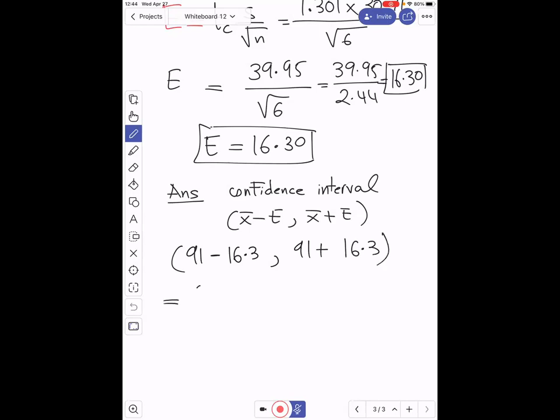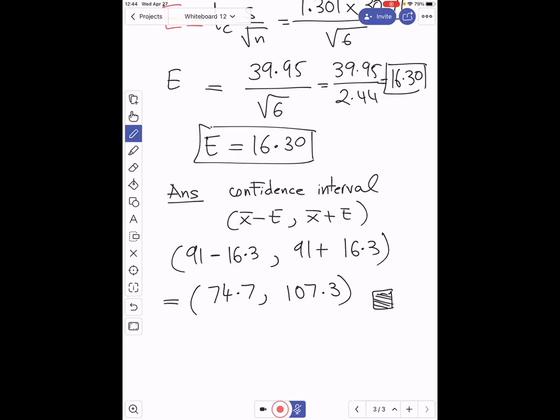And so then the answer is 74.7, and the other side will be 107.3. So that's your confidence interval. That's the final answer. We are done.